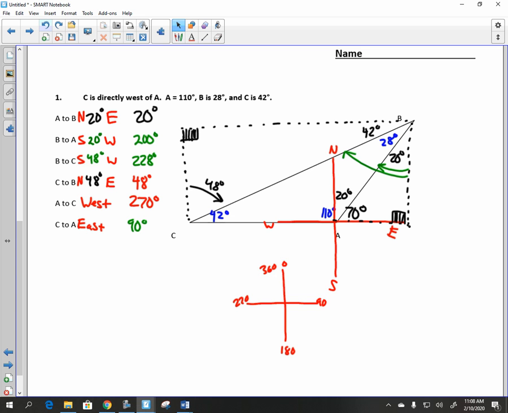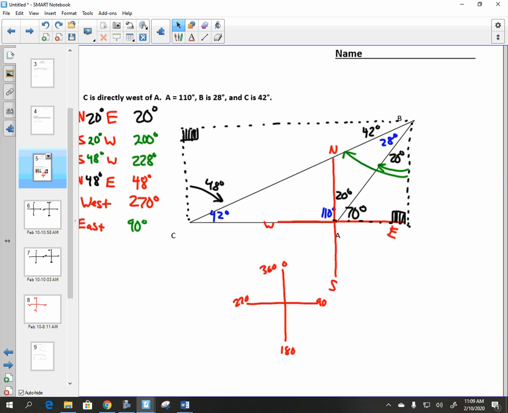Look at what I have, folks. 20 to 200, what's the change? 228 and 48. 270 and 90. In fact, look at the directional ones. Northeast, southwest, 20, 20. Southwest, northeast, 48, 48. West, east. See how when you pair them up, they're directly opposite? That's an important piece. A good way to check your work. Flip it over.